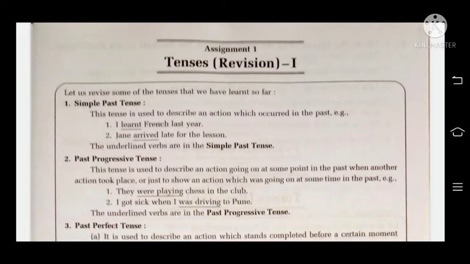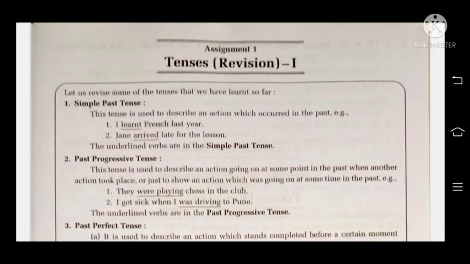What is the simple past tense? This tense is used to describe an action which occurred in the past. The action which has happened in the past recently, that is completed, we can describe using the simple past tense. In this tense, we use the second form of the verb to frame the sentences. For example, you can see here on your screen.